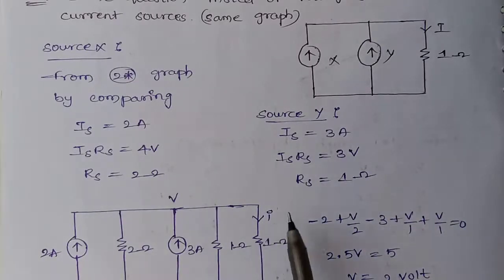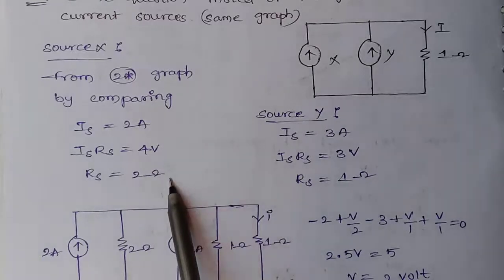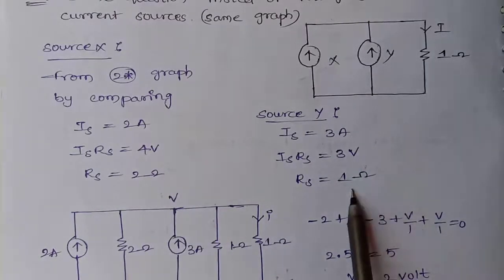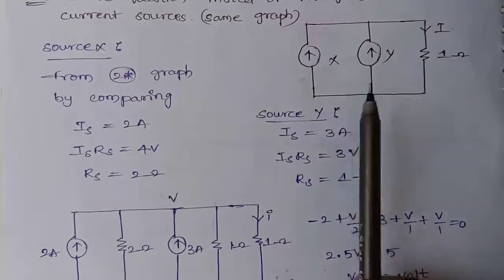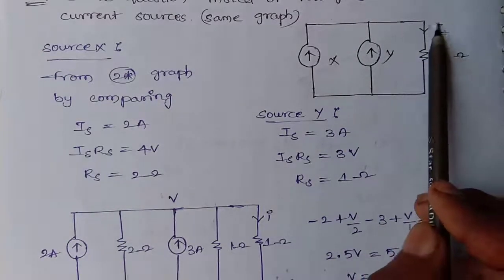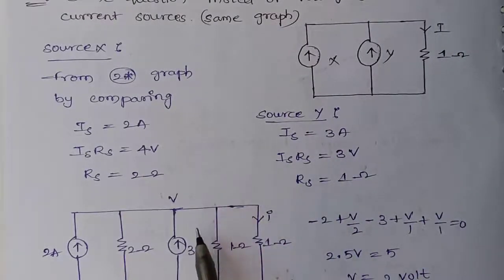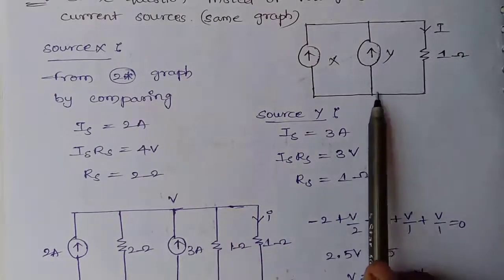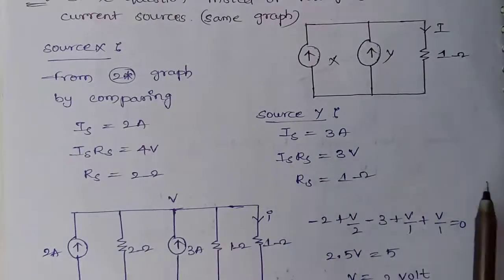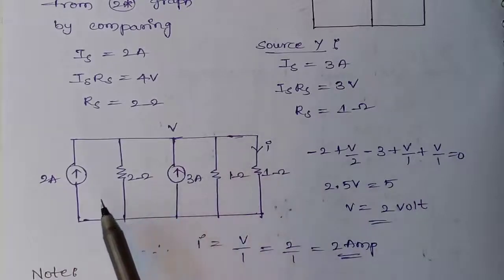Now you need to connect these current source values and these internal resistance values in this circuit, to get this current. So I am connecting these values. The circuit will look like this circuit, right?